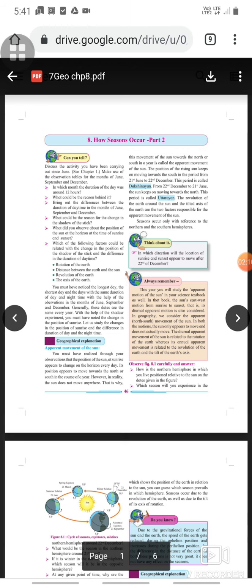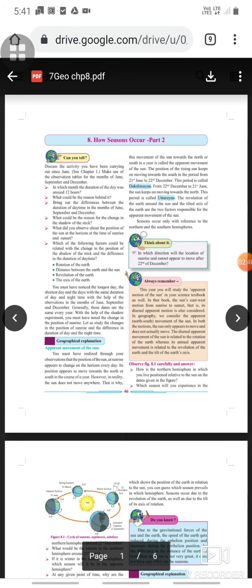Apparent movement of the sun. You must have realized through your observations that the position of the sun at sunrise appears to change on the horizon every day. Its position appears to move towards the north or the south in the course of a year. However, in reality, the sun does not move anywhere. That is why this movement of the sun towards the north and the south in a year is called the apparent movement of the sun.